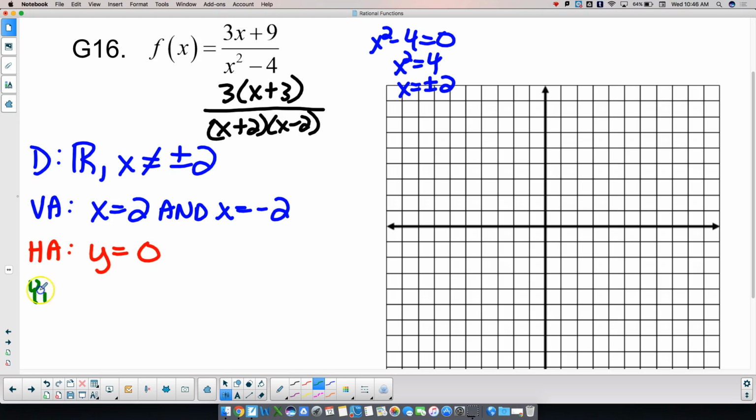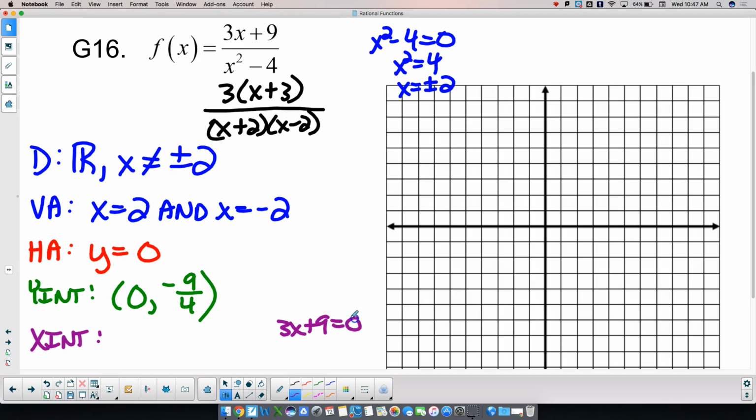A y-intercept, plug in 0, I get 0, comma, negative 9/4. An x-intercept, 3x plus 9 equals 0. 3x is equal to negative 9. So x is negative 3. So we're looking like that.